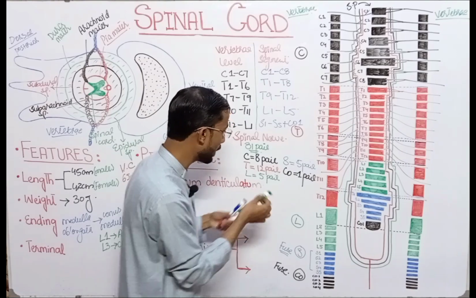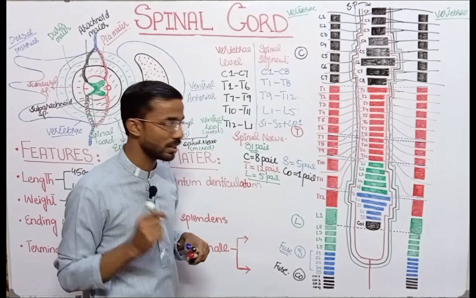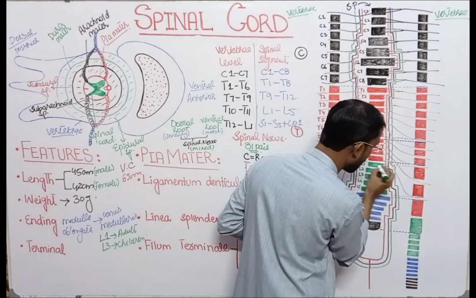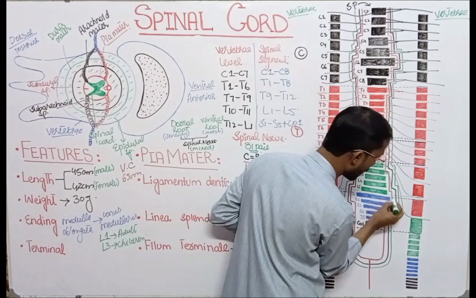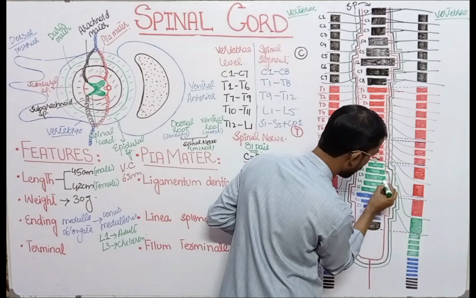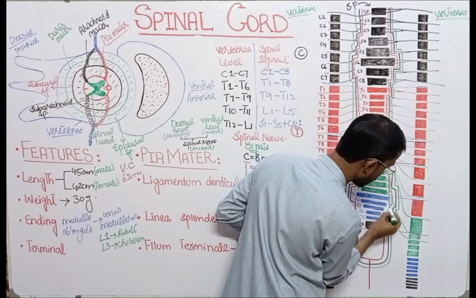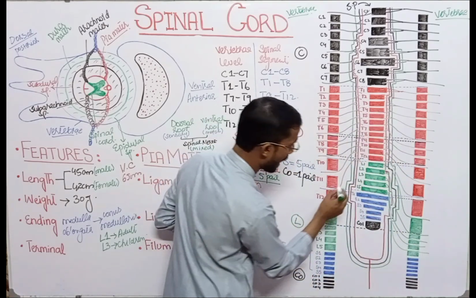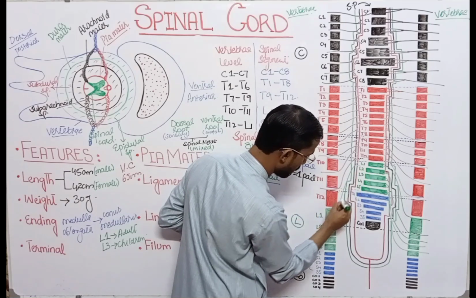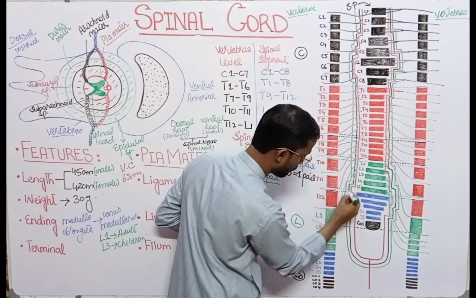And next is the lumbar region. You will see 5 pairs. 5 pairs means 10 nerves will arise. Here you will see them this way, and they continue throughout.